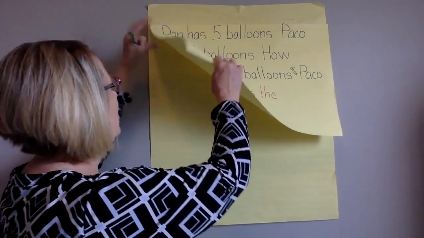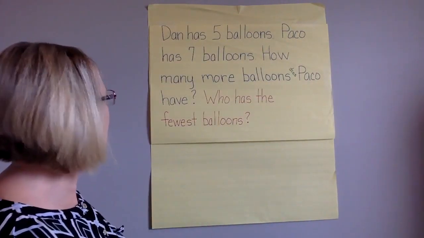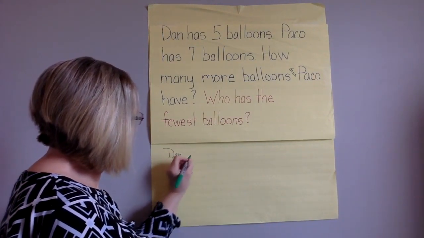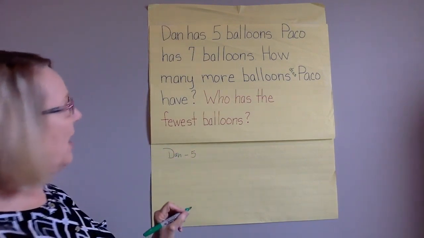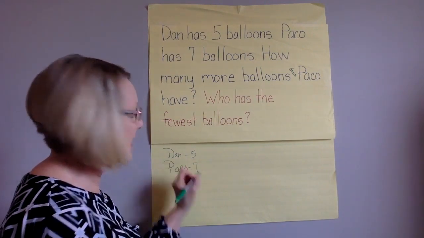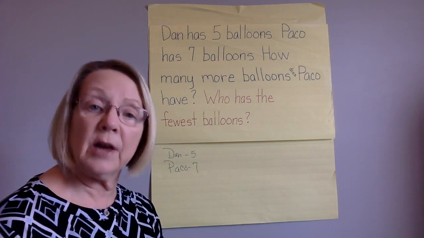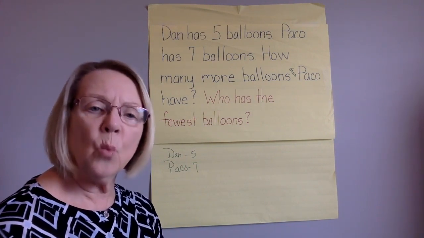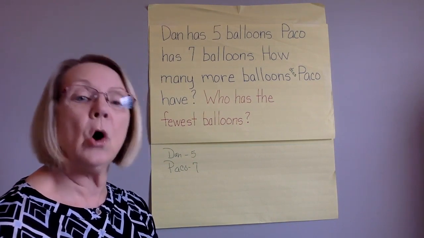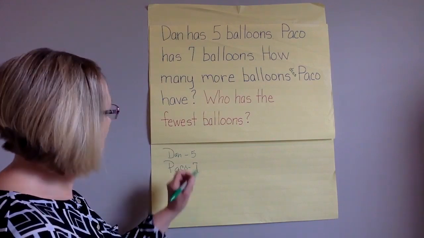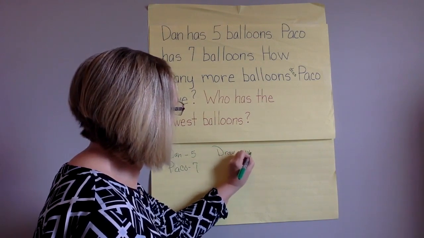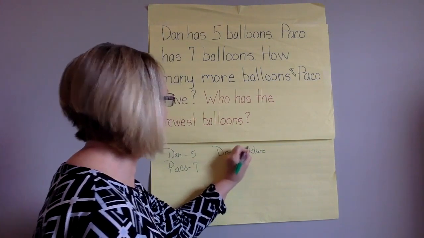All right, so we're going to look right here on my paper, and we know that Dan has 5 and Paco has 7. All right, so what are some ways that we could figure this first part out? What strategies might you use to figure it out? Oh, yes, that's a great strategy. One would be draw a picture. Okay, so let's do that.